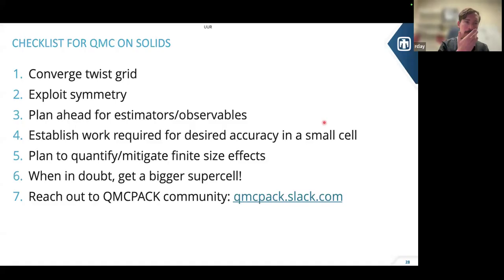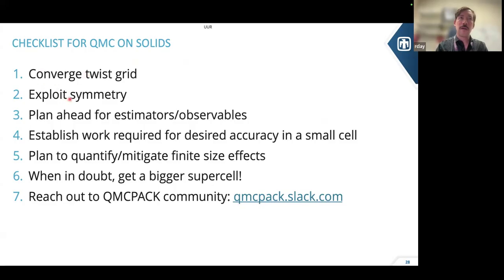All right. So basically, the general idea for what you need to look out for when you do solid calculations is that, number one, you have to converge. I mean, once the DFTs converge, you have to converge the twist grid. That is always going to be worth your effort. So just do it. And then when possible, I like exploiting symmetry.